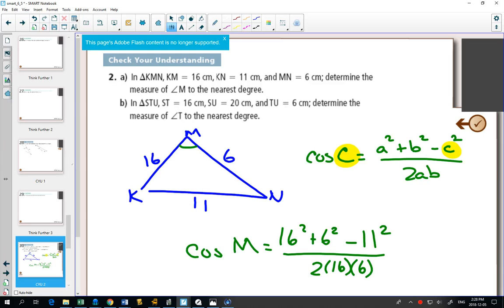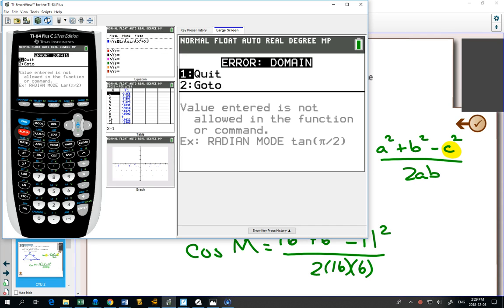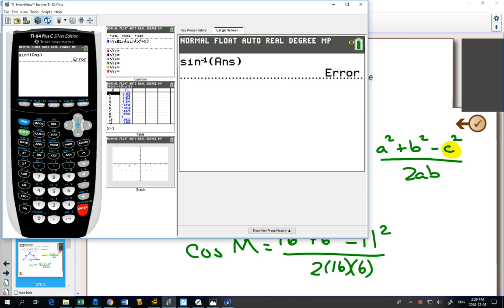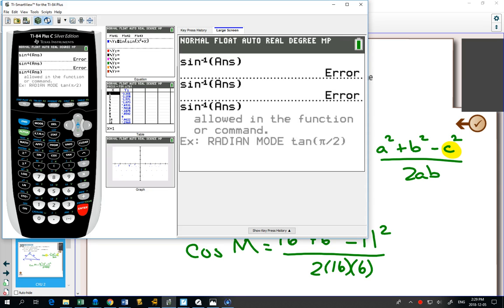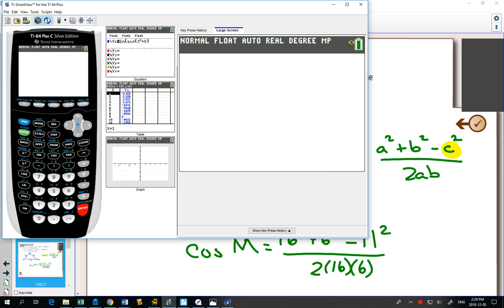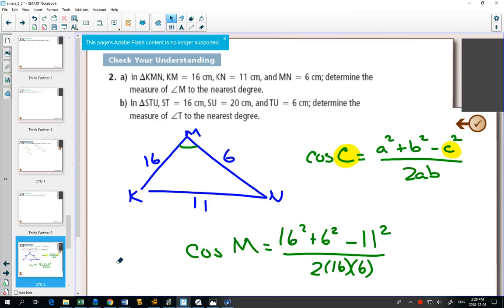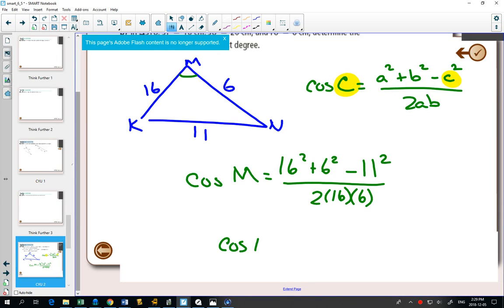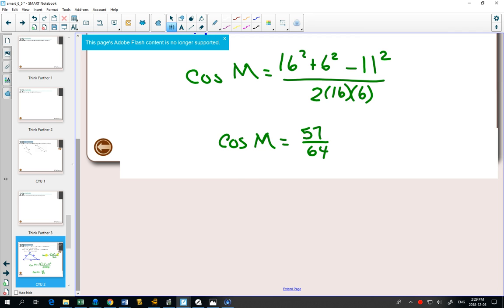We type this whole thing into our calculator. Here, I'll do it on the screen so we can see it. 16 squared plus 6 squared minus 11 squared, over 2 times 16 times 6. And we get 57 over 64. Yes? I'll come have a look at it. If it came up as a decimal, that's fine. You could write the decimal as well.